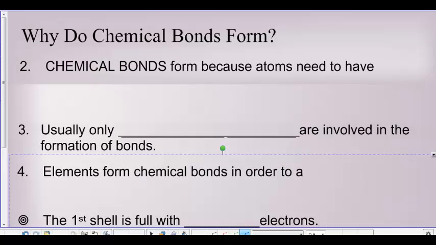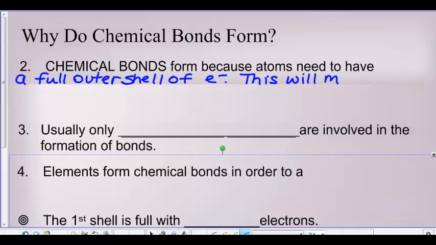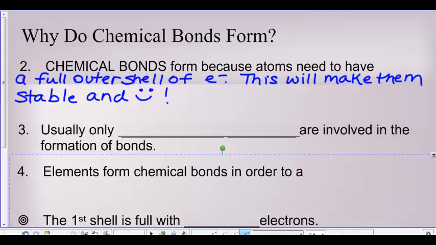So why do bonds even form? Bonds form because atoms need to have a full outer shell of electrons. This will make them stable, and, of course, happy. Okay, so the whole point of forming a bond is to become happy, to complete your outer shell. And if you do that, then the element will be happy and stable.